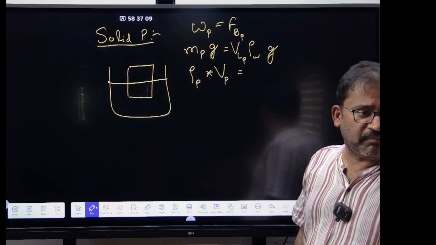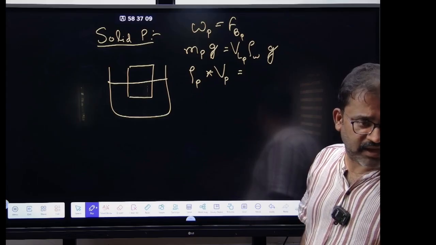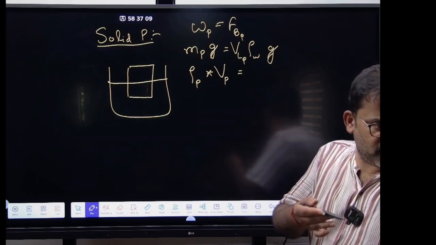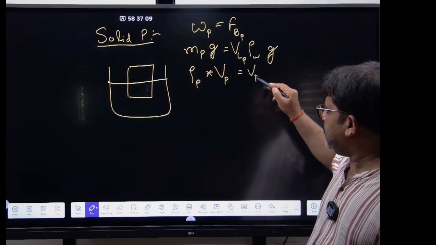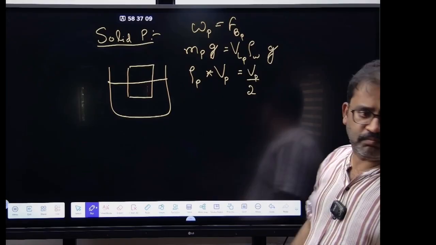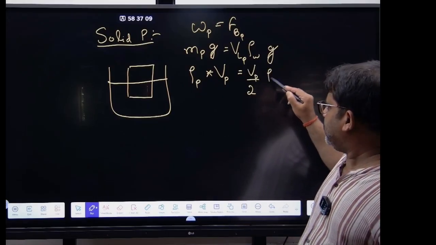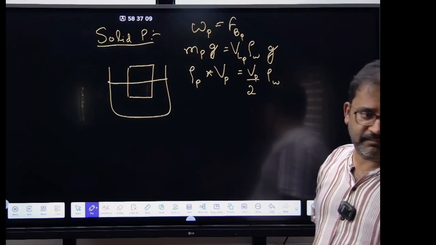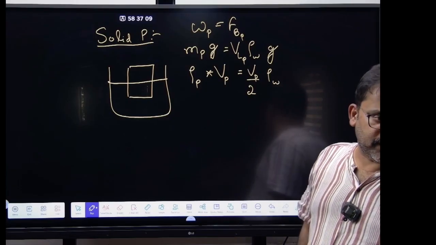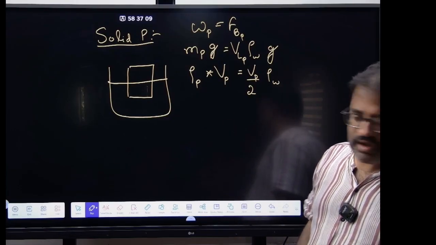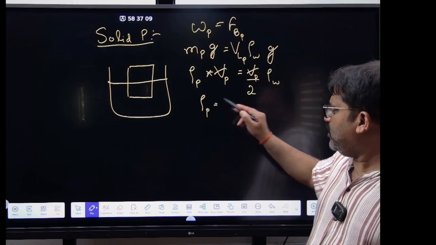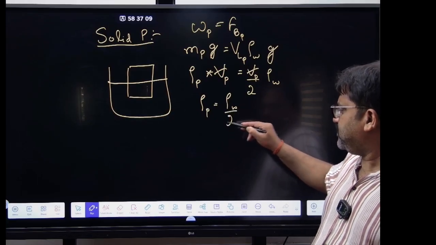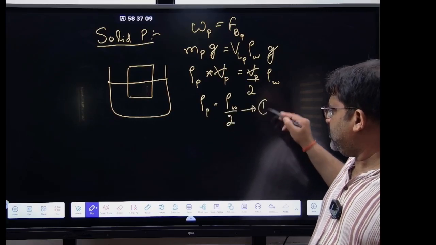50% means 1 by 2, half of it, correct? Half of it is immersed. That means it is Vp divided by 2, and rho W remains as rho W only. What can I cancel off here? Vp can be cancelled off. That means rho P is equal to what now? Rho W divided by 2. Call this equation number 1.